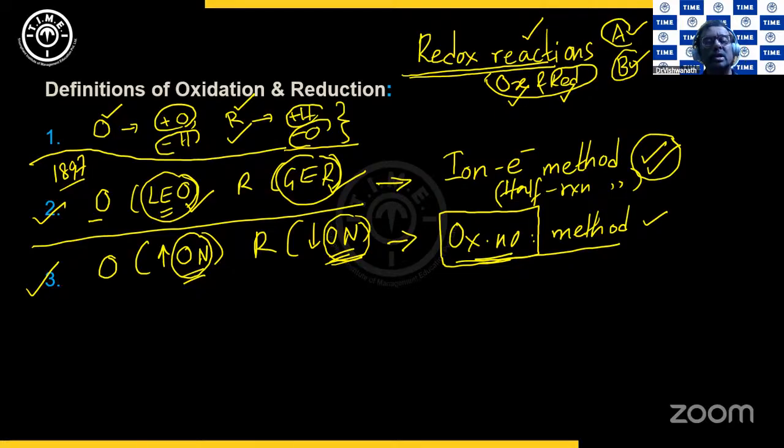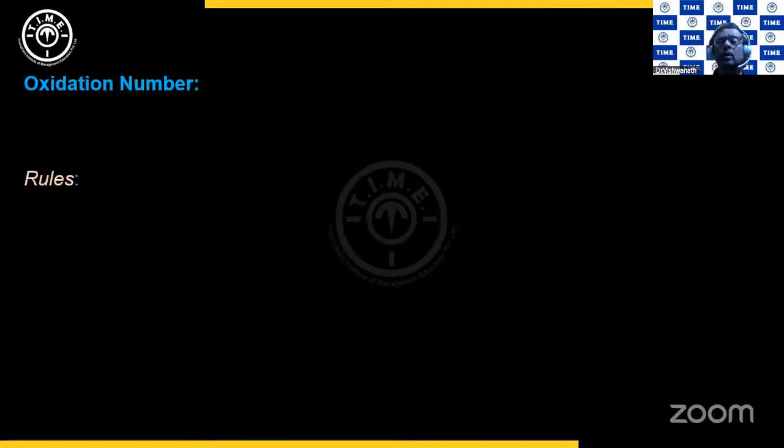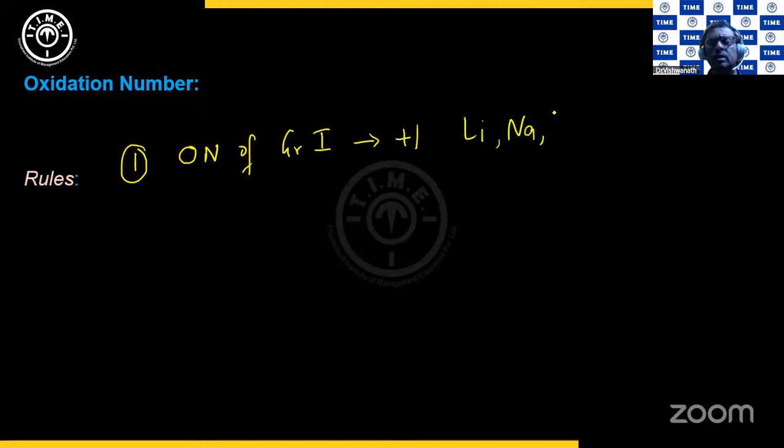Now, oxidation numbers, how to find out oxidation numbers, that requires certain rules. So we'll first take up the rules. Now, the first rule is oxidation number of any alkali metal or group 1 element is taken as +1. We know what are all the group 1 elements. All are metals: lithium, sodium, potassium, rubidium, cesium, and all those.